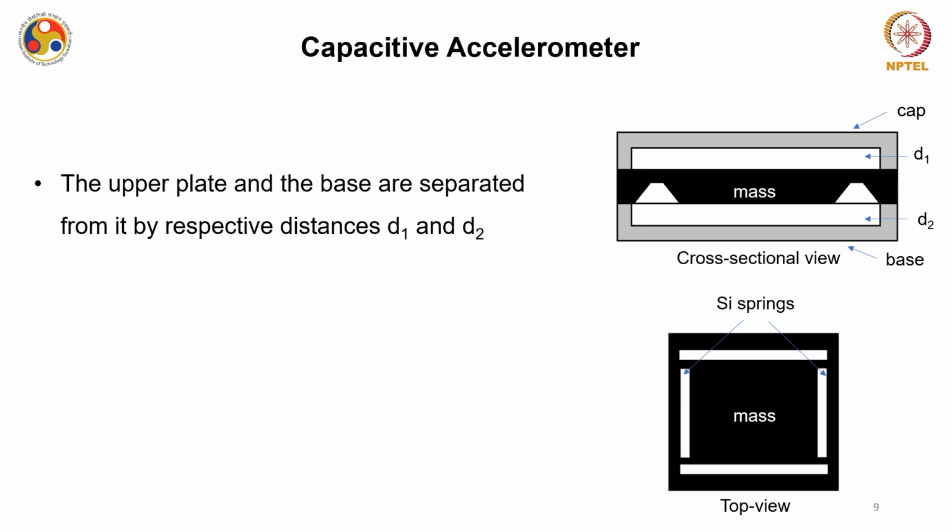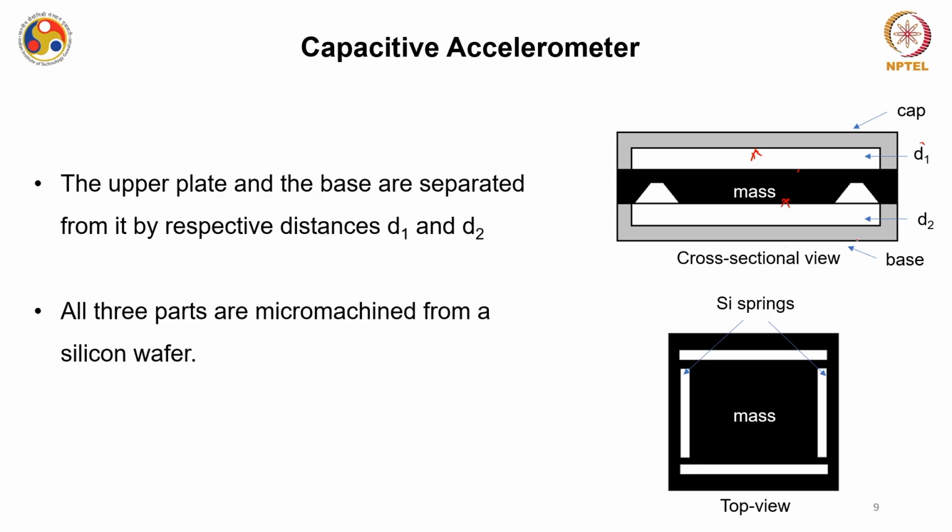The mass is supported by 4 silicon springs, which you can see in the top view. The upper plate and the base are separated from it by a distance. D1 is the distance between this proof mass and the upper cap, while D2 is the distance or the separation between the proof mass and the base.